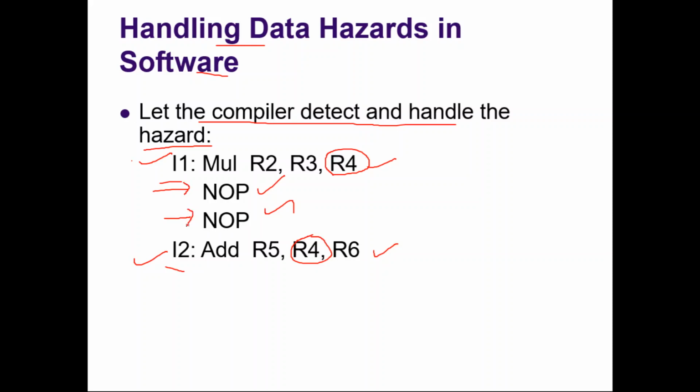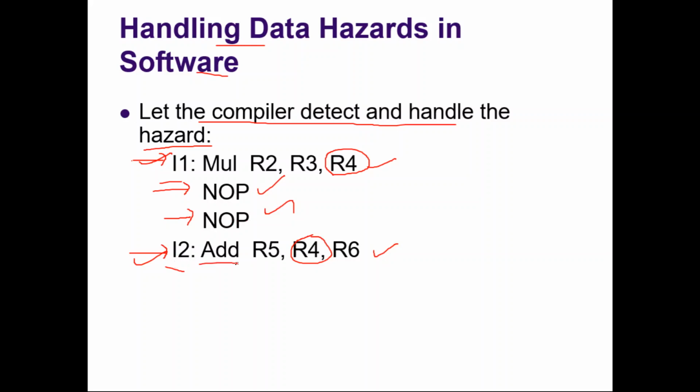The hardware will wait for 2 clock cycles before executing instruction 2. Are you getting? After executing instruction 1, if the processor sees that there is a no operation, then for 1 clock cycle it won't execute anything. Then for another clock cycle also it won't execute. After that only it will execute this instruction.